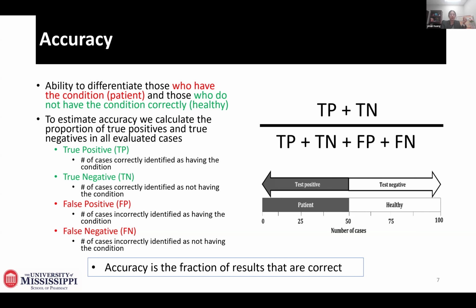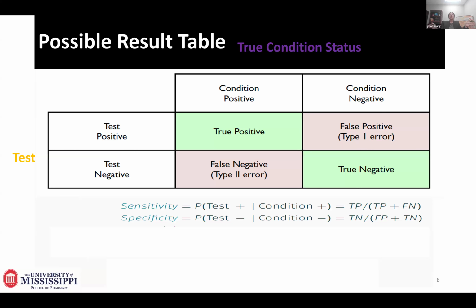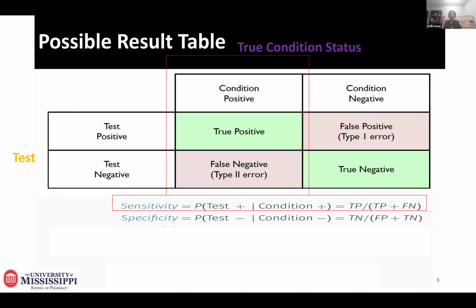Now, I want to mention that when we talk about accuracy, we're actually talking about both sensitivity and specificity. What's the difference? Now, look at this 2x2 table. I want to draw your attention firstly to the column of condition positive. Sensitivity means the proportion of the test correctly identifying those having the disease among the population who have the disease.